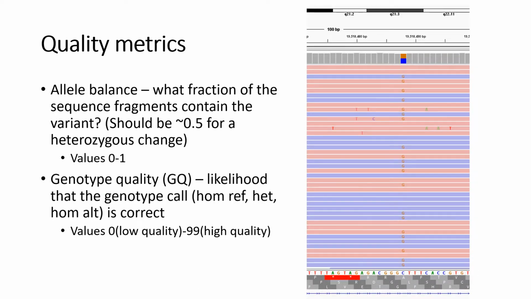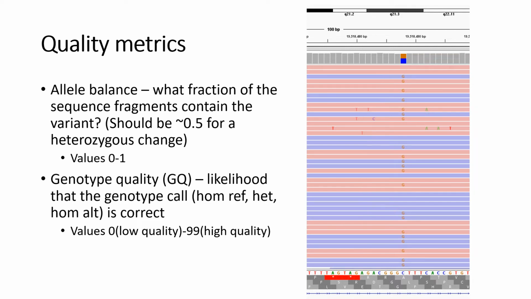Another commonly used filtration method is to filter based on quality metrics. This is getting at the problem that not all variants called by bioinformatic pipelines are real variants. I'm showing an example at the right here of what a real variant looks like. We have a C to T change with an approximately 50-50 allele balance present on both forward and reverse strands, which are distinguished by the red and blue coloring here.